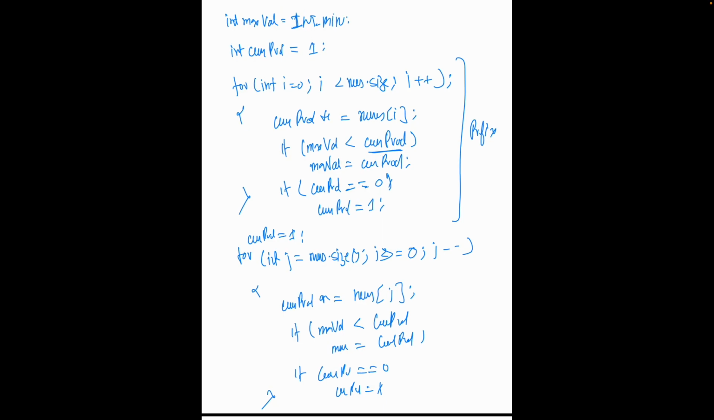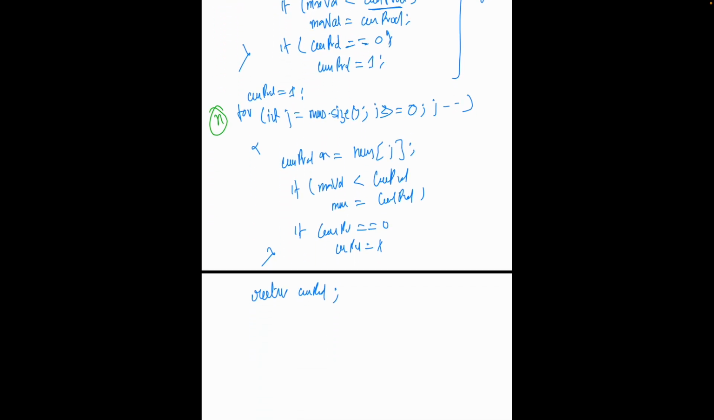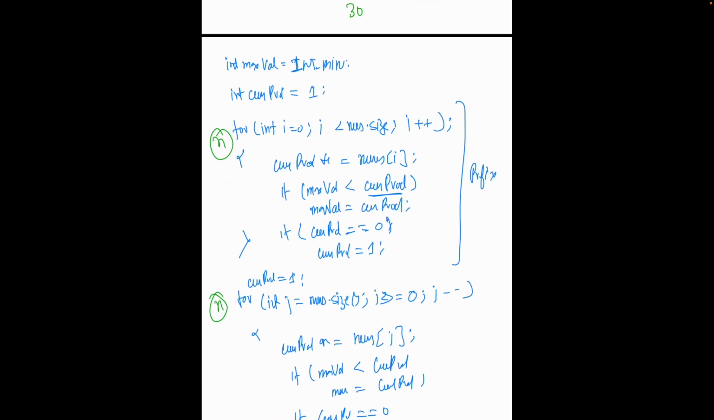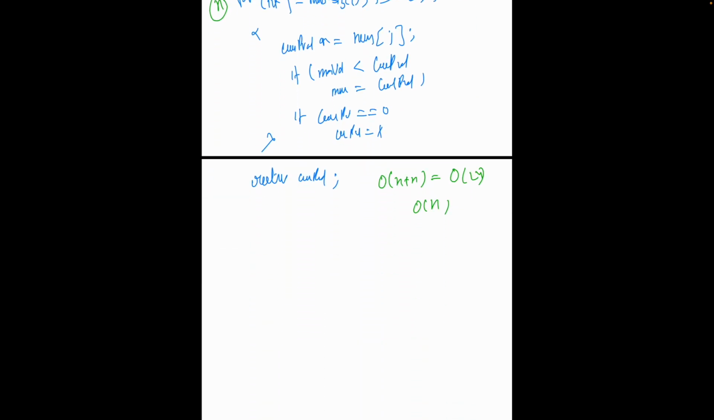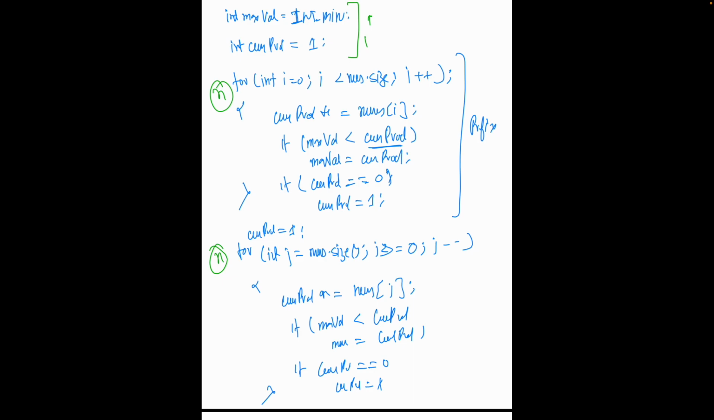If we look at time complexity, we are running a loop for n time, another loop for n time. So big O of n plus n becomes big O of 2n, so big O of n. And as far as space complexity, we are only taking two variables, so this should be O of 1. Now let's run this algorithm out.